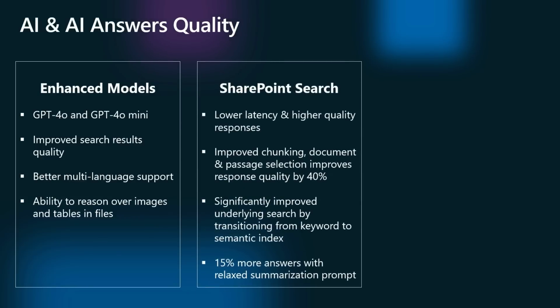The second area is the quality of SharePoint answers, a very common customer ask. We've made significant enhancements to how we chunk SharePoint files and how we select the most relevant chunks, and this has improved the overall quality of AI responses by more than 40%. We've also shifted to a new semantic index search for SharePoint versus the basic lexical keyword search that was here in the past. And this creates a dramatic improvement in the quality of the RAG pipeline, massively improving AI answer quality.